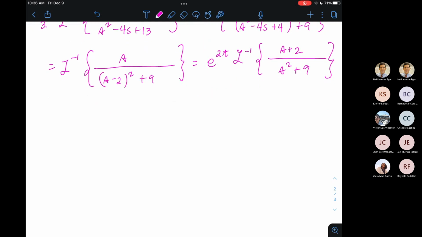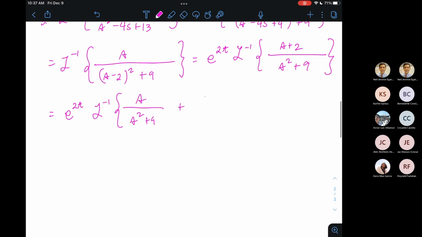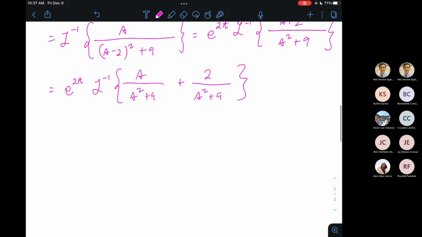So I'll write it as e to the 2t times inverse Laplace transform. Sige, step by step ko muna siyang gawin for starters. Ng s over s squared plus 9 plus 2 over s squared plus 9. Okay? I just split the sum inside the inverse Laplace transform into 2, and then I'll appeal to the linearity of the inverse Laplace transform.